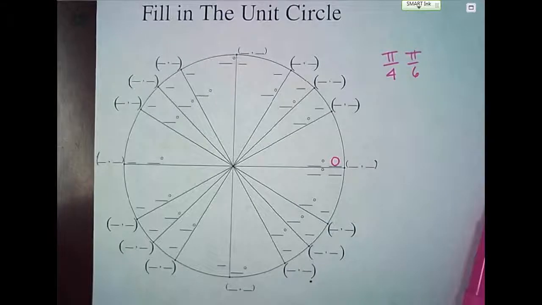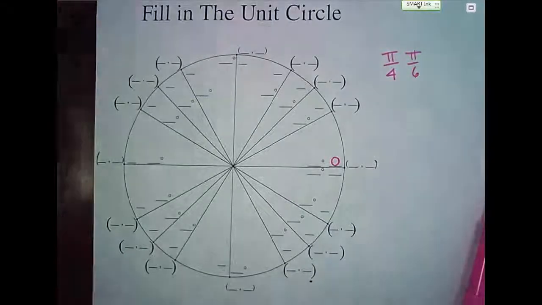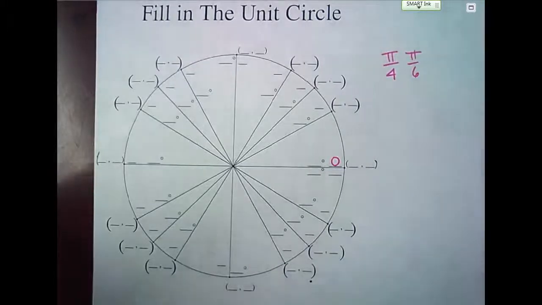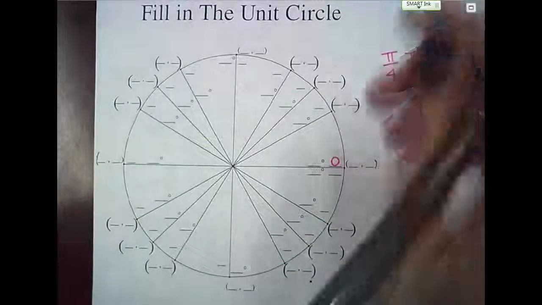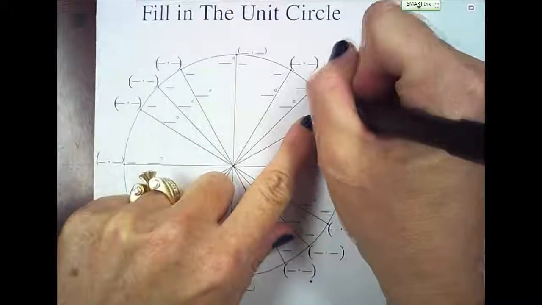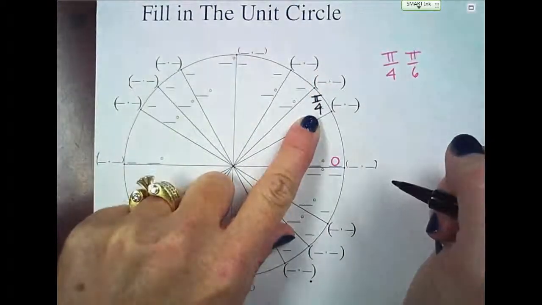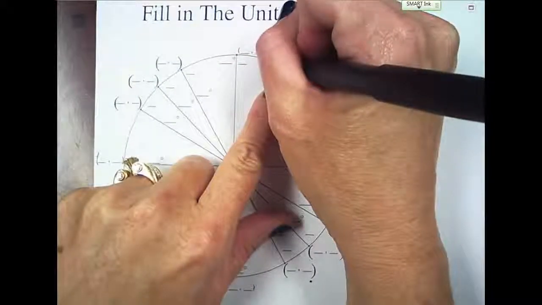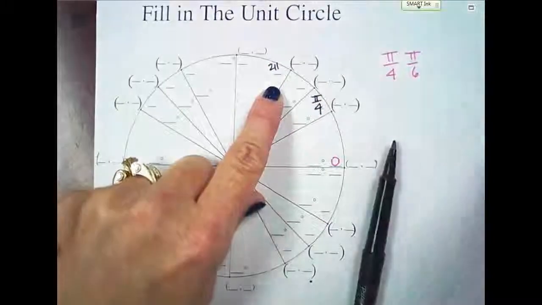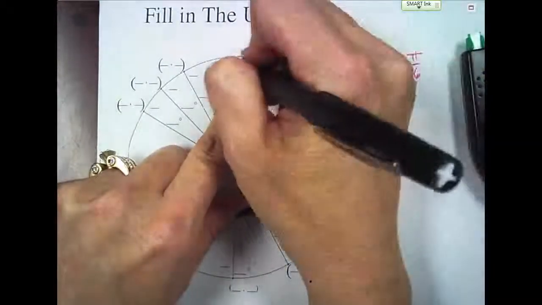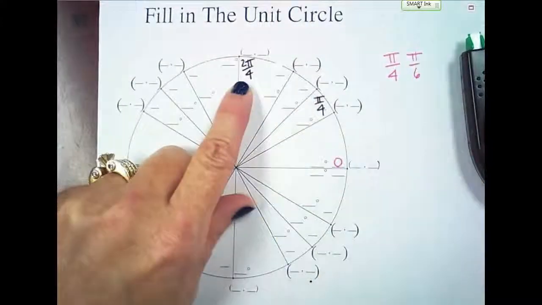Okay, ready? Here we go. Let's try it. We're going to do the 45s first. Pi out of 4, 1/4 pi. 2/4 pi. I'm going to come back later and reduce. So 2 pi out of 4. Stopping on the 45s.